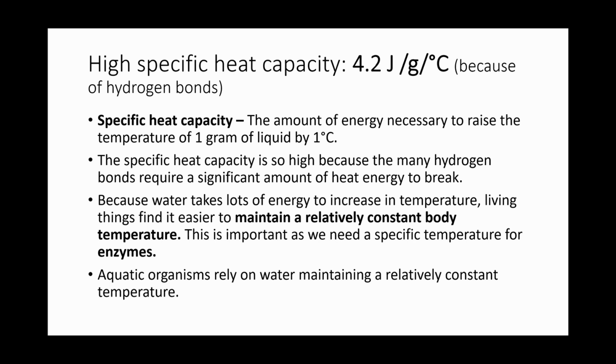Because there's so many hydrogen bonds, it requires more heat energy to break than a normal liquid would. Because it takes so much energy in heat to change water by 1 degree Celsius, this means that water has a relatively constant temperature. And this is important for living things because living things need to maintain a constant body temperature so that the enzymes can work. Slight or moderate fluctuations in temperature can cause enzymes to stop working and the organism may die.